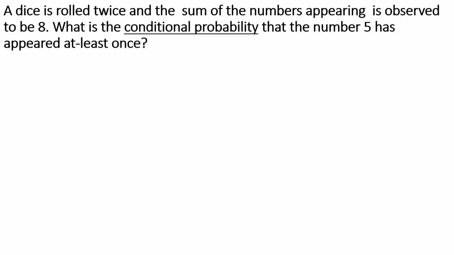A dice is rolled twice and the sum of the numbers appearing is observed to be 8. What is the conditional probability that the number 5 has appeared at least once? So here, since a dice is rolled 2 times, the possible outcomes and the number of elements in the sample space is 36. We have 1, 1, 1, 2, like that up to 6, 6.